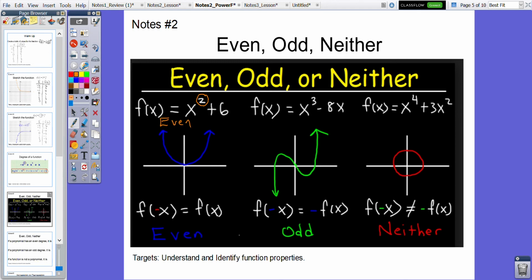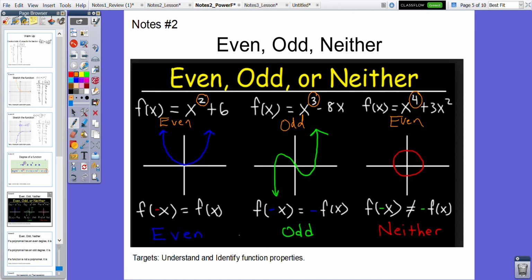Okay? Looking at the next function, we have f of x equals x³ minus 8x. We look at the highest exponent, that's a 3. That means that this is going to be an odd function. And then looking at the next one, f of x equals x⁴ plus 3x². Highest exponent is 4, therefore this is going to be an even function. Okay? So one way we can tell odd, even, or neither is we look at the highest exponent, and if it's even, it's an even function. If it's an odd number for the highest exponent, it's an odd function.